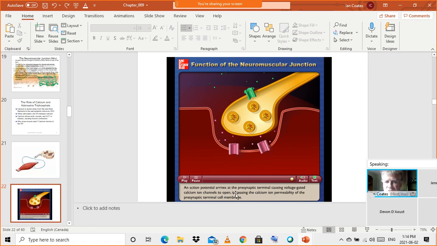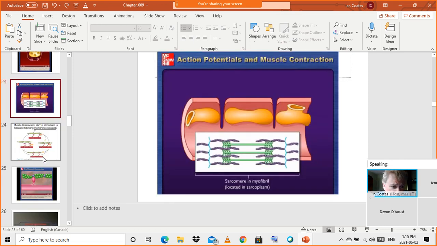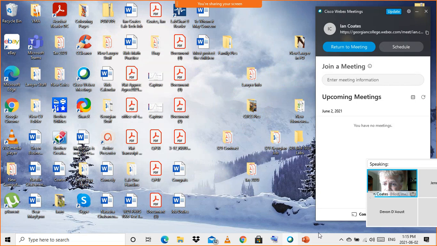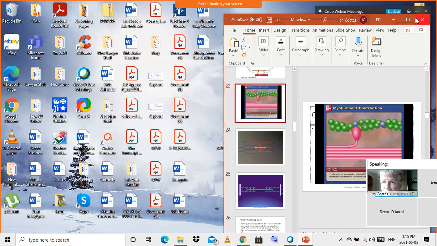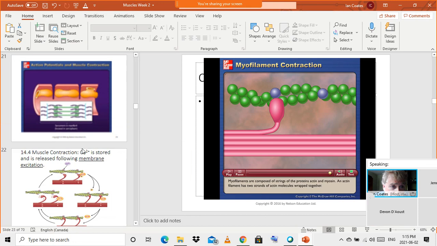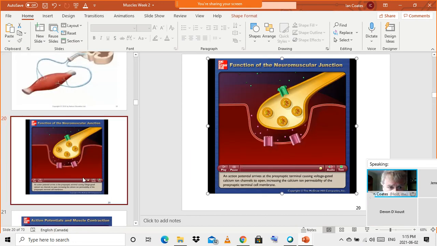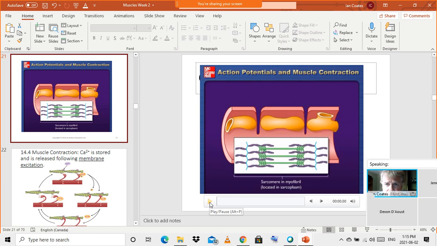The action potential arrives at the presynaptic terminal, causing a voltage-gated calcium ion channel to open. So right now, calcium ions are going to flood this whole thing, which then tells that we need the acetylcholine. And I'll show you this right here. Oh, maybe it's here. That's what I wanted. Is it here? No. All right. I'm going to find that one because that's a good one.